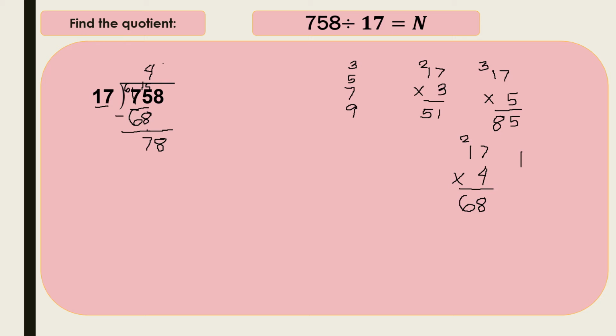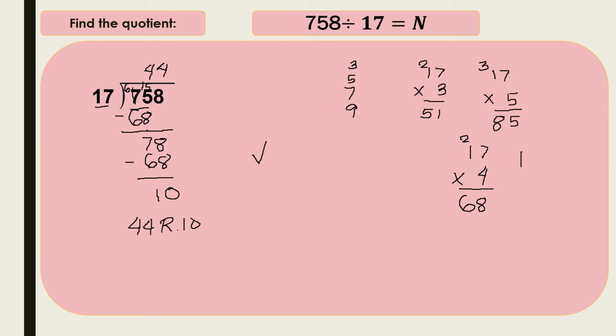So therefore, again, another 4. 4 times 17 is 68. And then we subtract. 8 minus 8 equals 0. 7 minus 6 is 1. So there is no number to bring down. Therefore, this is the final answer. Our final answer is 44, remainder 10. As you may see, there is a remainder of 10.